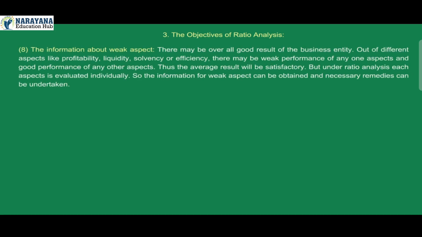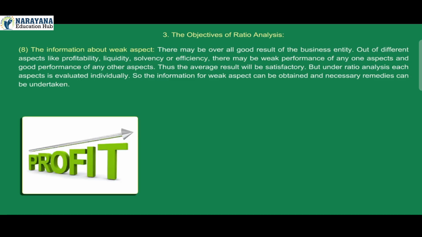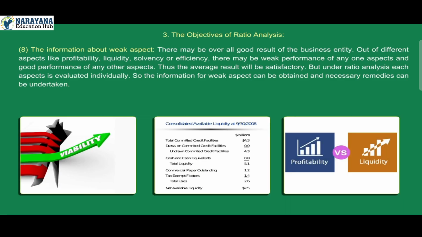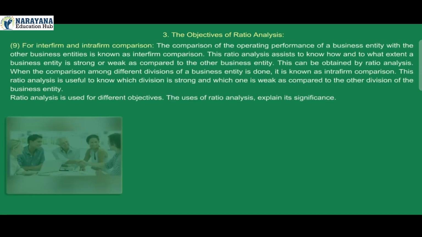8. The information about weak aspect. There may be overall good result of the business entity. Out of different aspects like profitability, liquidity, solvency or efficiency, there may be weak performance of any one aspect and good performance of any other aspects. Thus, the average result will be satisfactory. But under ratio analysis, each aspect is evaluated individually. So the information for weak aspects can be obtained and necessary remedies can be undertaken.